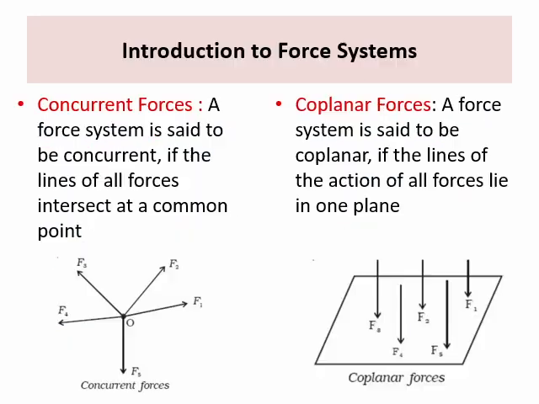So this polygonal law of forces can be stated based on concurrent forces and coplanar forces. First, we will understand what concurrent forces and coplanar forces are. A force system is said to be concurrent if the lines of action of all the forces intersect at a common point. It can be observed from the diagram. And a force system is said to be coplanar if the lines of action of all the forces lie in one plane. So this covers concurrent forces and coplanar forces.